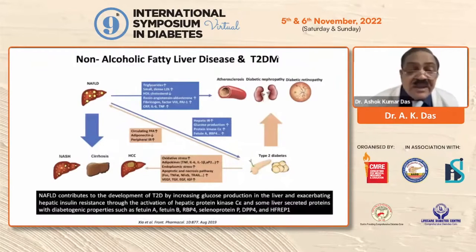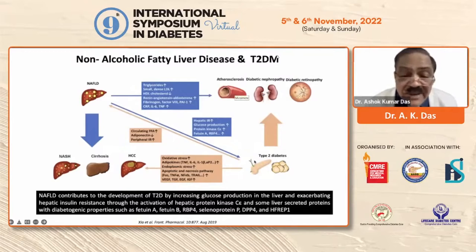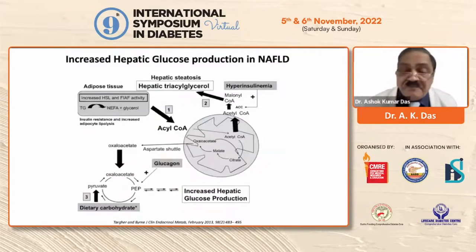I must mention here that NAFLD contributes to the development of type 2 diabetes, as I saw in the cartoon, by increasing glucose production in the liver and exacerbating hepatic insulin resistance through activation of hepatic protein kinase C and some liver-secreted proteins, which have diabetogenic properties like fetuin A, which Anup is going to speak about after me, fetuin B, retinol binding protein 4, selenoprotein, and DPP4 and HRPEP1. Dear friends, the increased glucose production in NAFLD gives rise to diabetes mellitus.